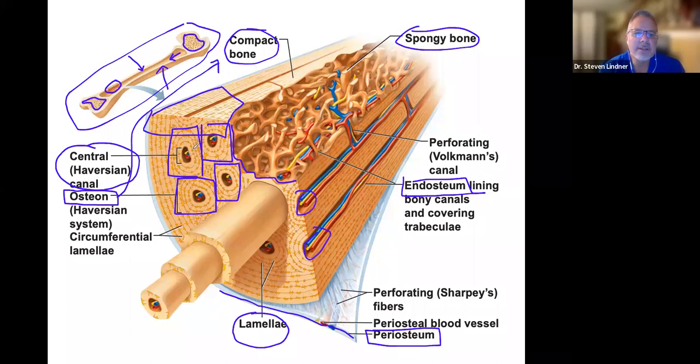Around the concentric lamellae, all the way around on the most periphery, we have what's called circumferential lamellae. So we have concentric lamellae, which are the rings that make up the osteons. But then going around the periphery of that is going to be circumferential lamellae.